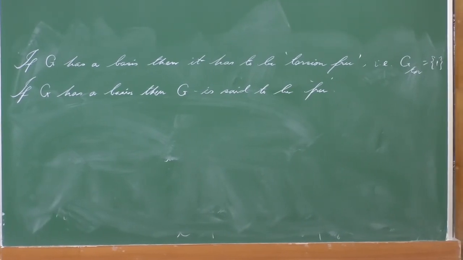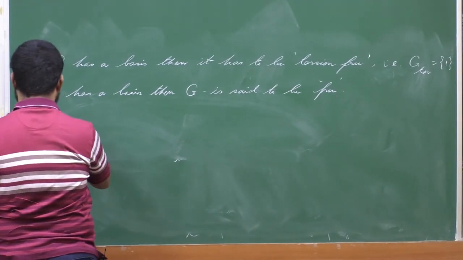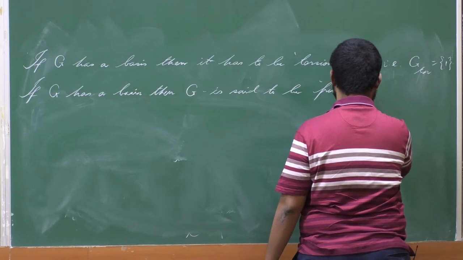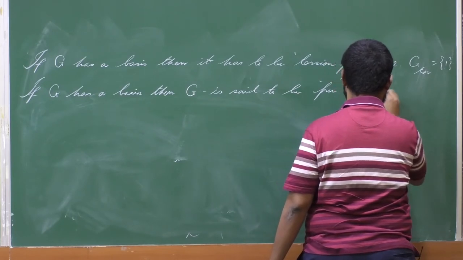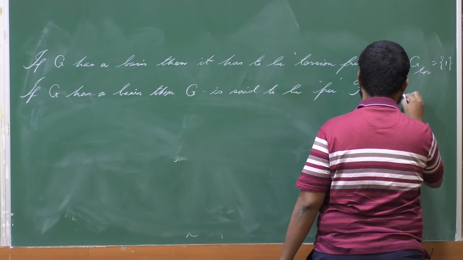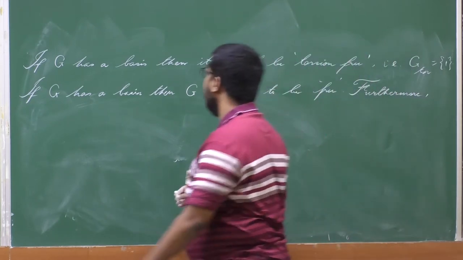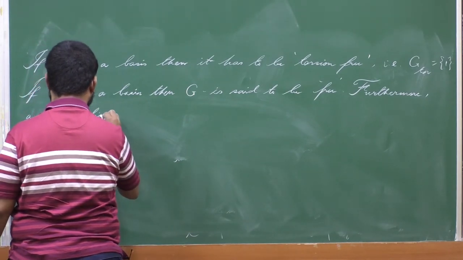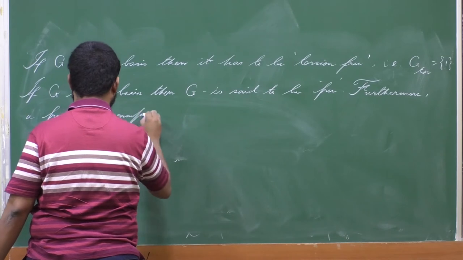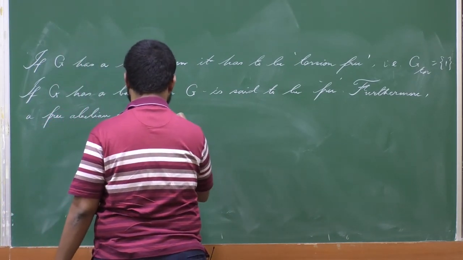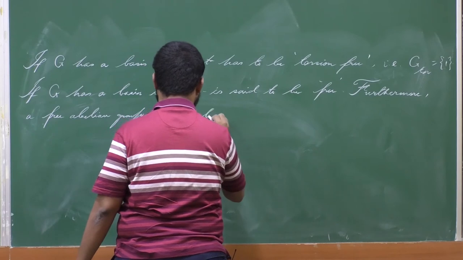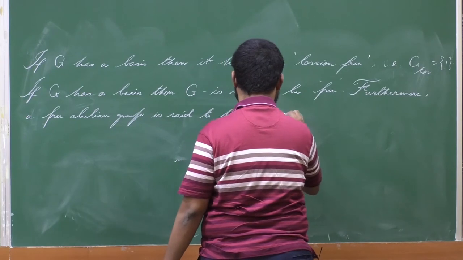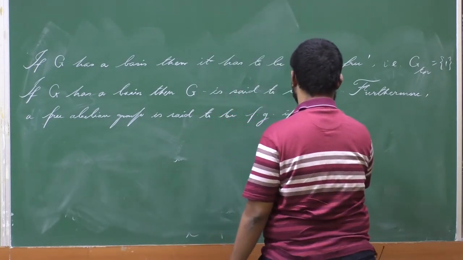The basis need not be finite. A free abelian group is said to be finitely generated if it has a finite basis.